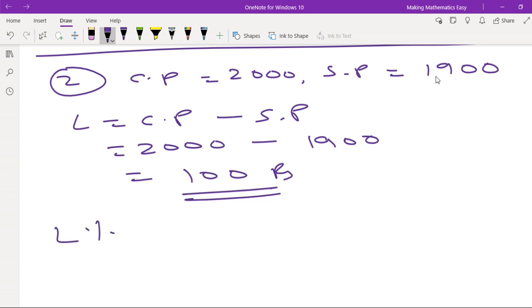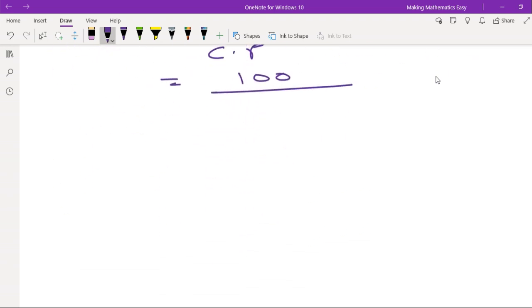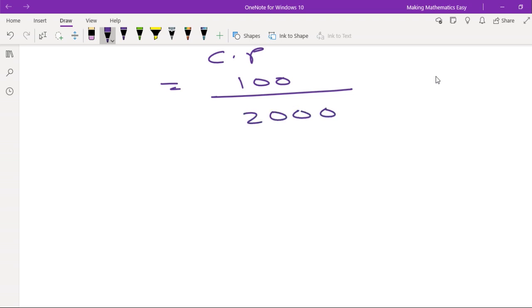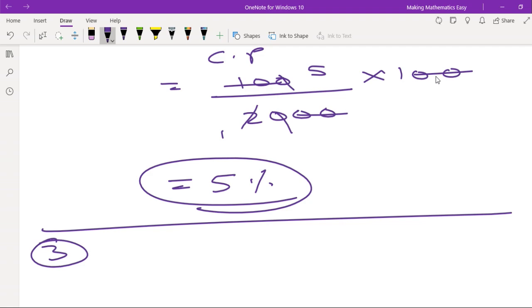We also need to find out the loss percentage, the formula for which is loss divided by cost price into 100. Loss is 100 rupees, cost price is 2000, which you need to take over here and multiply by 100. So this 00 gets cancelled over here, 10 10, 2 1s are 2, 2 5s are 10. So you have a loss of 5% in this case. Okay, let's move on to sum number 3.